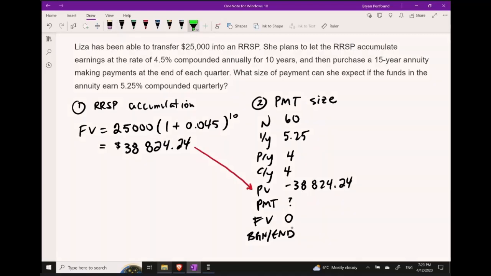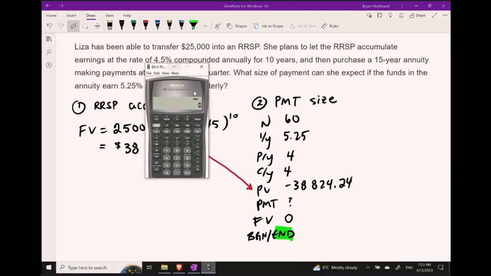The last thing we need to make note of here is that payments do happen at the end of each quarter, so we do need to ensure that our calculator is in end mode. Currently, my calculator is in begin mode, so I'm going to go ahead, second PMT. We're going to second set to get back into end mode and then quit that submenu.